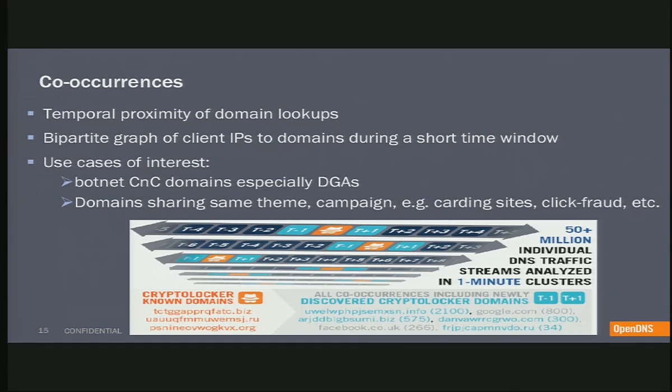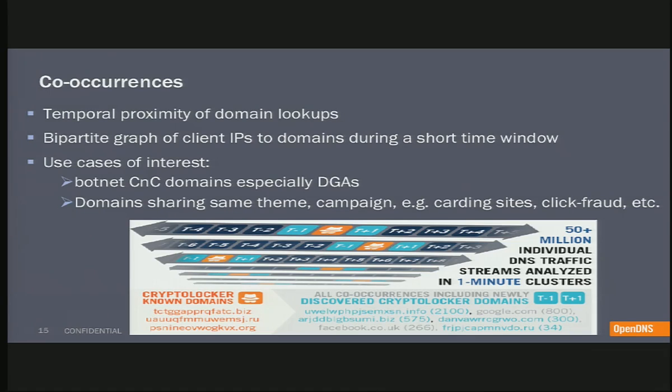So that allows us to study interesting use cases. The first one that we mentioned is the botnet CNC. In the case of DGAs, if you have malware that is looking up domains in succession, repetitively, then you'll see it in the logs. And that way you can build those edges between the co-occurring domains.